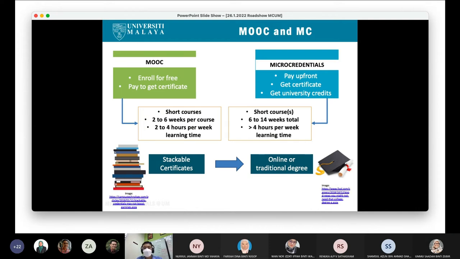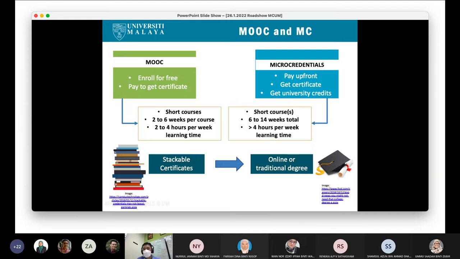Okay, so when you look at the MC, this is the main difference. Just now we were looking at the online degree, isn't it? But this is how MOOC and microcredentials are further defined and separated. So when you are working on a MOOC, or on detailing or offering microcredentials, you need to keep this in mind.